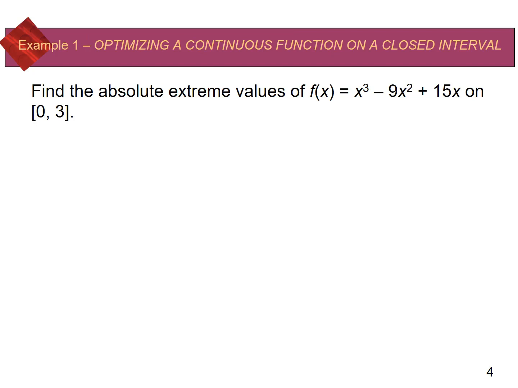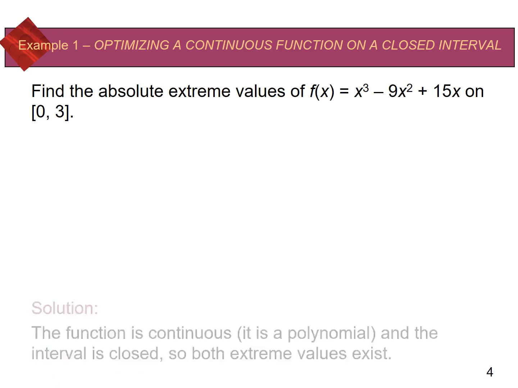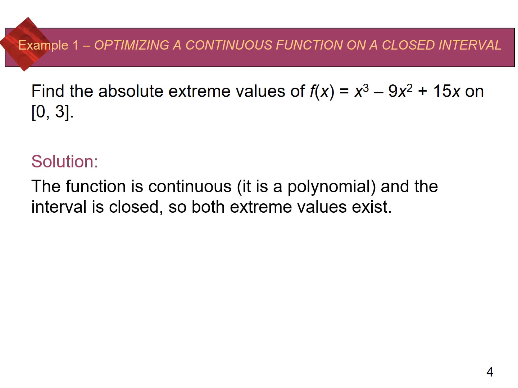So here, find the absolute extreme values of f of x, being x cubed minus 9x squared plus 15x, on the interval from 0 to 3. It is a polynomial function, so it is continuous, and the interval is closed, so extreme values will exist. If I had a rational function, I could still potentially have vertical asymptotes, and therefore I may not necessarily have that kind of situation, because around the asymptote, it might go up forever or down forever at certain places. So because this is a continuous function, I could expect both of these to occur.